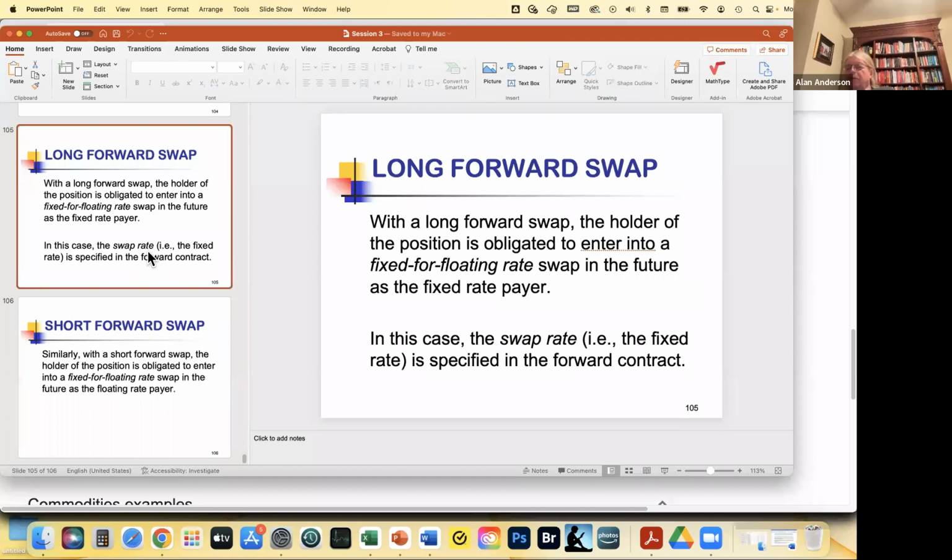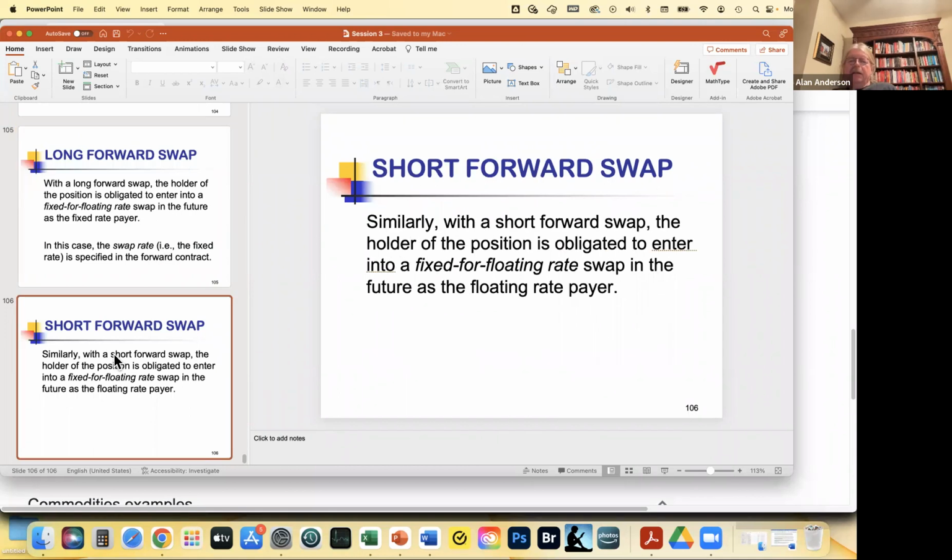So see, it's not exactly the same as what we're used to seeing. Usually the long is the one who's buying something and the short is the one who's selling something. Here, I think somebody decided that long means fixed for floating and short means floating for fixed. It was kind of an arbitrary decision, but it's a little bit different than what we're used to, where long means we're buying something and short means we're selling something.